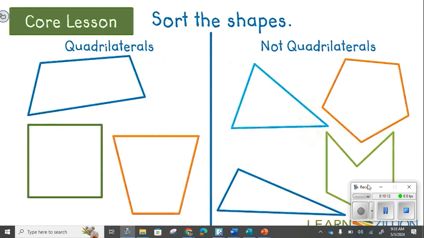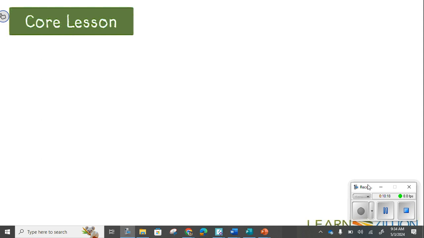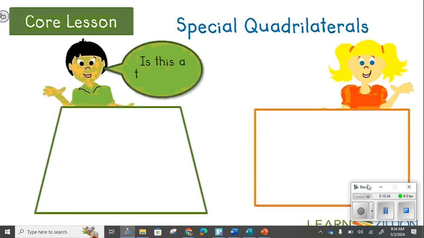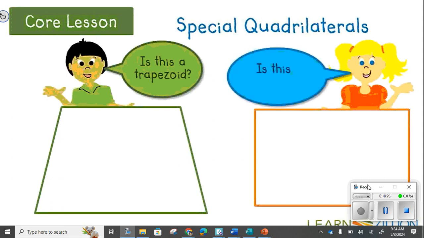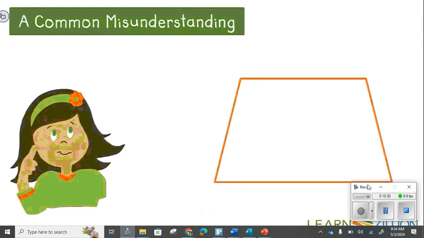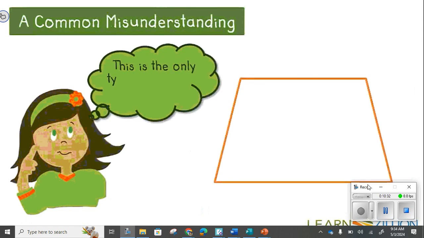Let's draw a line down the center. All the shapes on the left are quadrilaterals. All the shapes on the right are not. We are going to take a close look at 2 special quadrilaterals, trapezoid and parallelogram. A common misunderstanding is that trapezoids can only look like the outline of a lampshade.